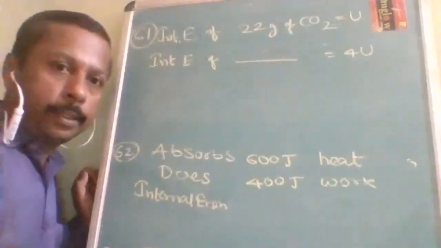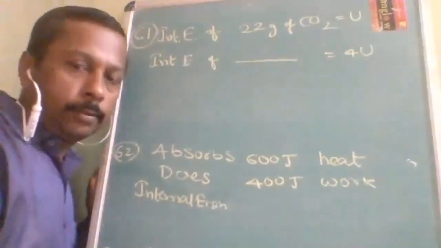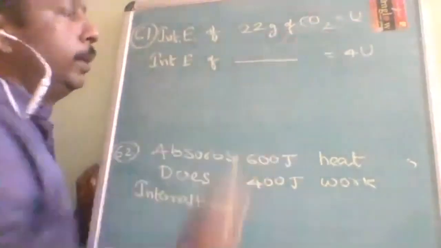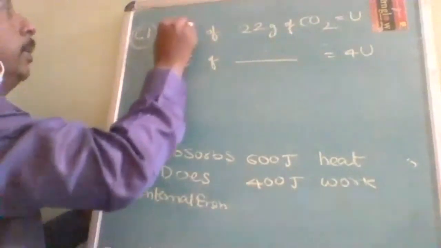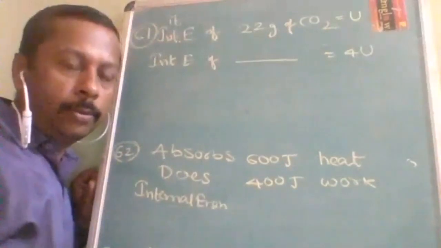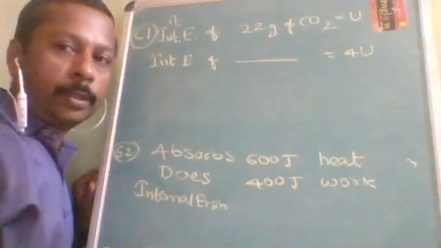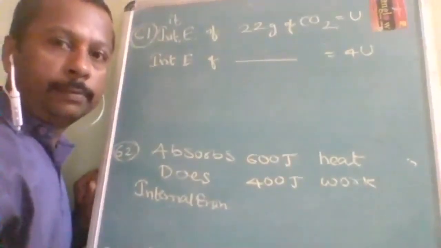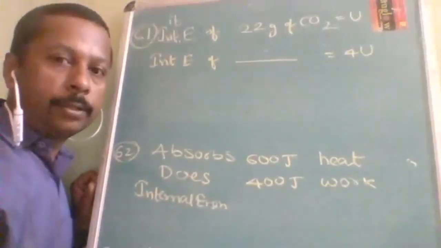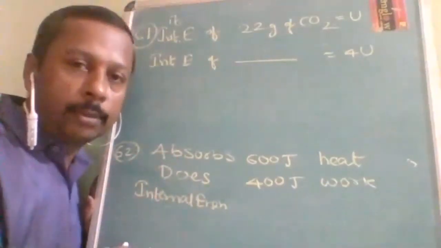Okay, now listen, today's important questions of thermodynamics. Here it is given: internal energy of 22 grams of CO2 is U. Then internal energy of dash of CO2 is equal to how much? If internal energy of 22 grams of CO2 is U, then internal energy of dash of CO2 is equal to 4U. Sometimes the question may be in terms of the moles also.